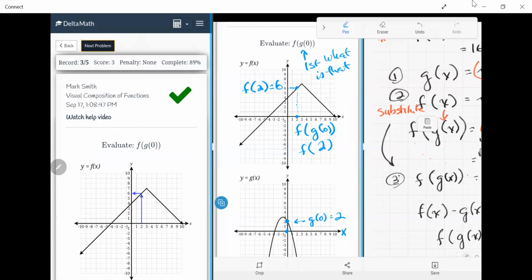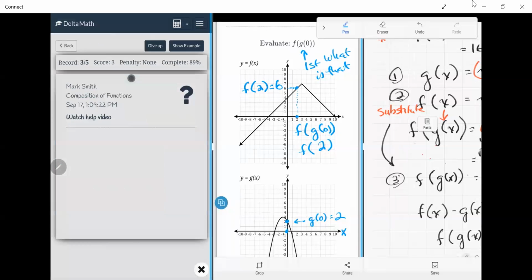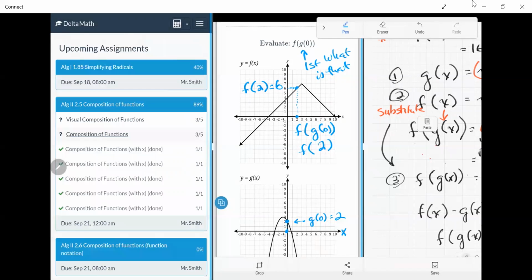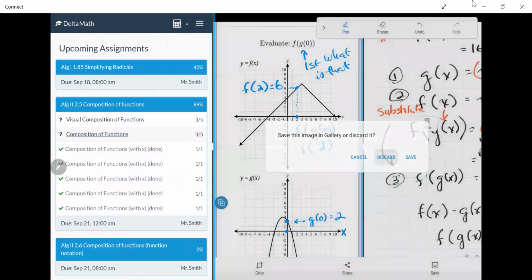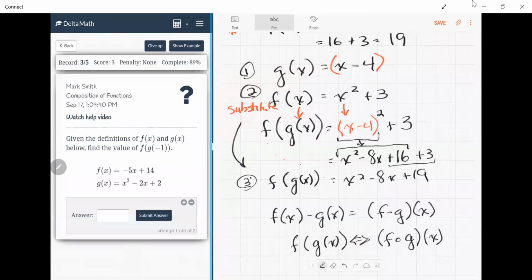Okay. You can also do the same thing. Composition of functions. All right, and so I'll go back on this side and get rid of this stuff. And then I want to do composition of functions. Back to this. All right, and I want to know the same thing, only I don't have a graph this time.